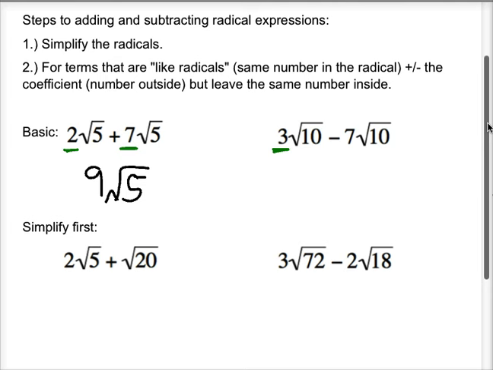If I have 3 square roots of 10 and I'm subtracting off 7 square roots of 10, again, the big idea is both have the same number inside the radical, both are square roots of 10. So if I'm starting with 3 and I'm subtracting 7 off, 3 minus 7 is minus 4 of those square roots of 10. So make sure when you add and subtract, you're not changing that number inside the radical. That number doesn't change. All you do is add or subtract on the outside.